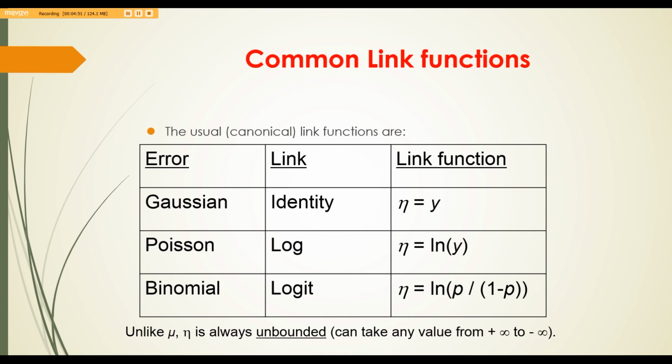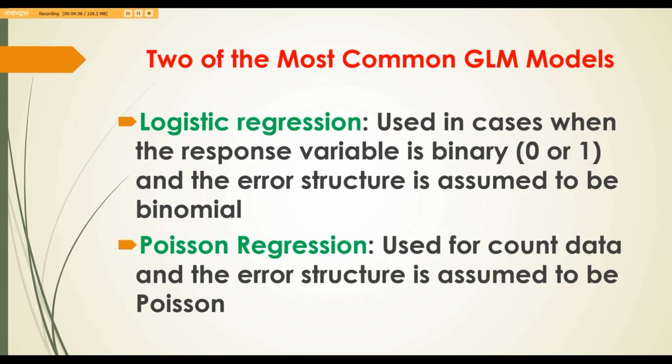And in case this feels a bit confusing to you, for all practical purposes, two of the most common GLM models are logistic regression, which is used in cases when the response variable is binary and the error structure is assumed to be binomial, and Poisson regression, which is used for count data and the error structure is assumed to be Poisson. In the subsequent lectures, I will show how you can implement these in R and go over the interpretation of their results.